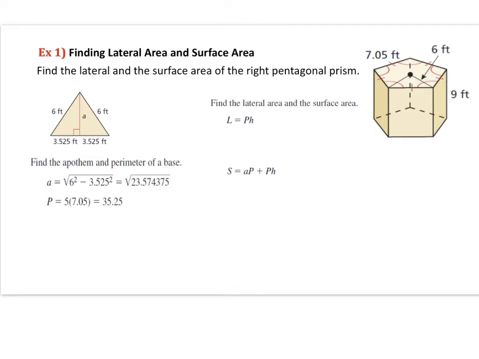Then we want perimeter of our base, so we need capital P's in both formulas. So that's going to be 5 times each side length 7.05, getting you a total perimeter of the base 35.25.